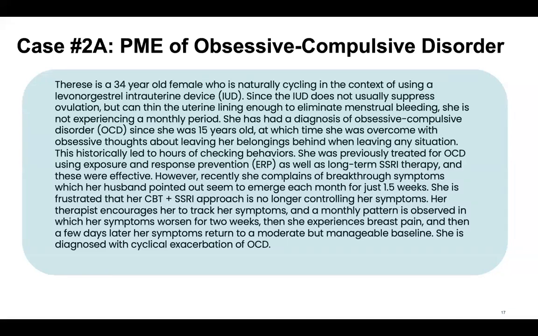So her therapist encourages her to track her symptoms daily, and a monthly pattern is observed in which her symptoms worsen for 2 weeks, and then she experiences breast pain. And then a few days later, her symptoms return to a moderate but manageable baseline. So she is diagnosed with cyclical exacerbation of OCD, even though she's actually not experiencing menstrual bleeding each month, but she is still ovulating.